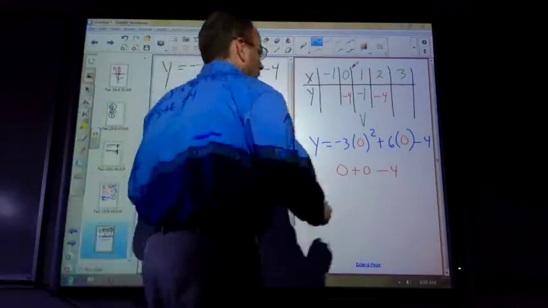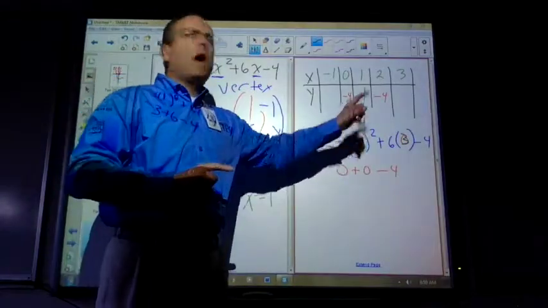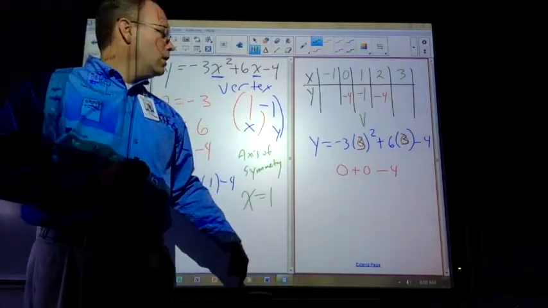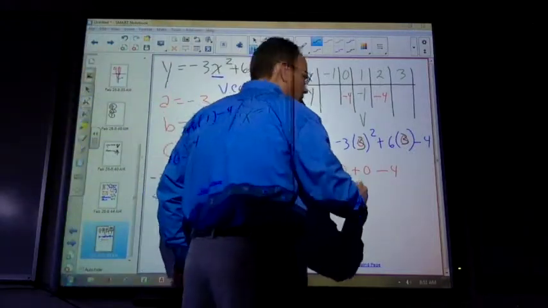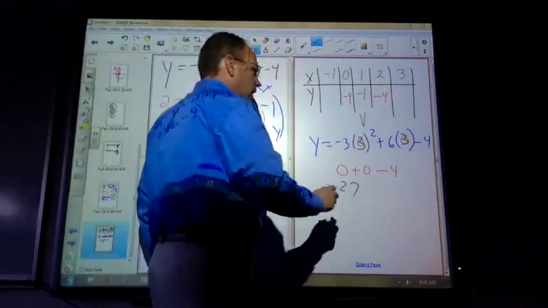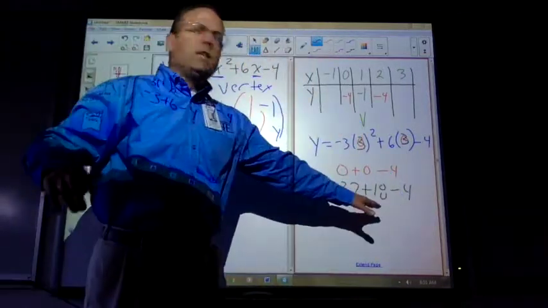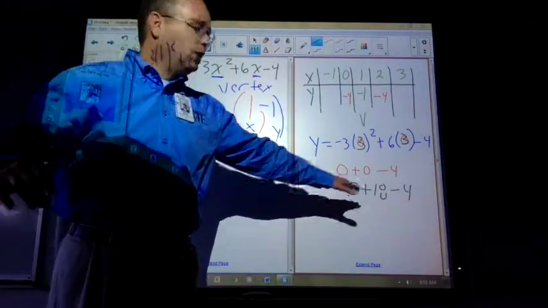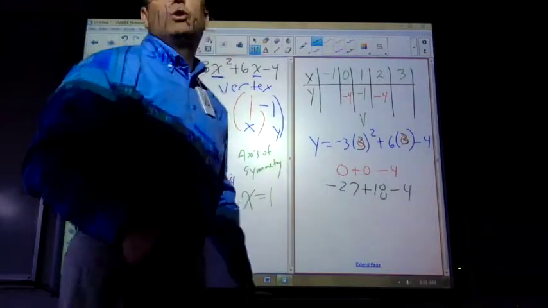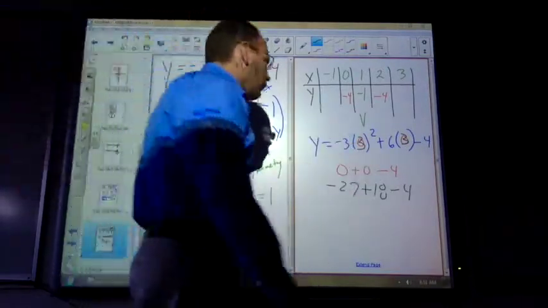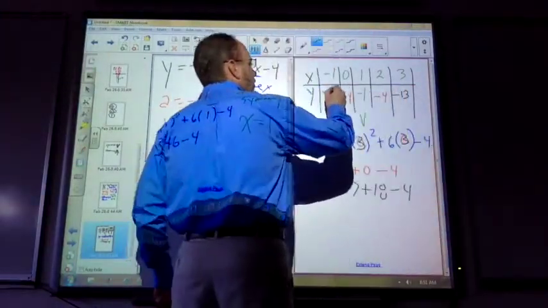All right. What's easier, 3 or negative 1? 3. I think 3 might be, so I don't have to worry about it. So I'm going to plug a 3 in here and plug a 3 in here. Still with me? 3 squared is 9. 9 times negative 3 is negative 27. 6 times 3 is 18. Minus 4. Negative 27 plus 18 is negative 9. Negative 9 minus 4 is negative 13. And negative 1 would also give us negative 13.